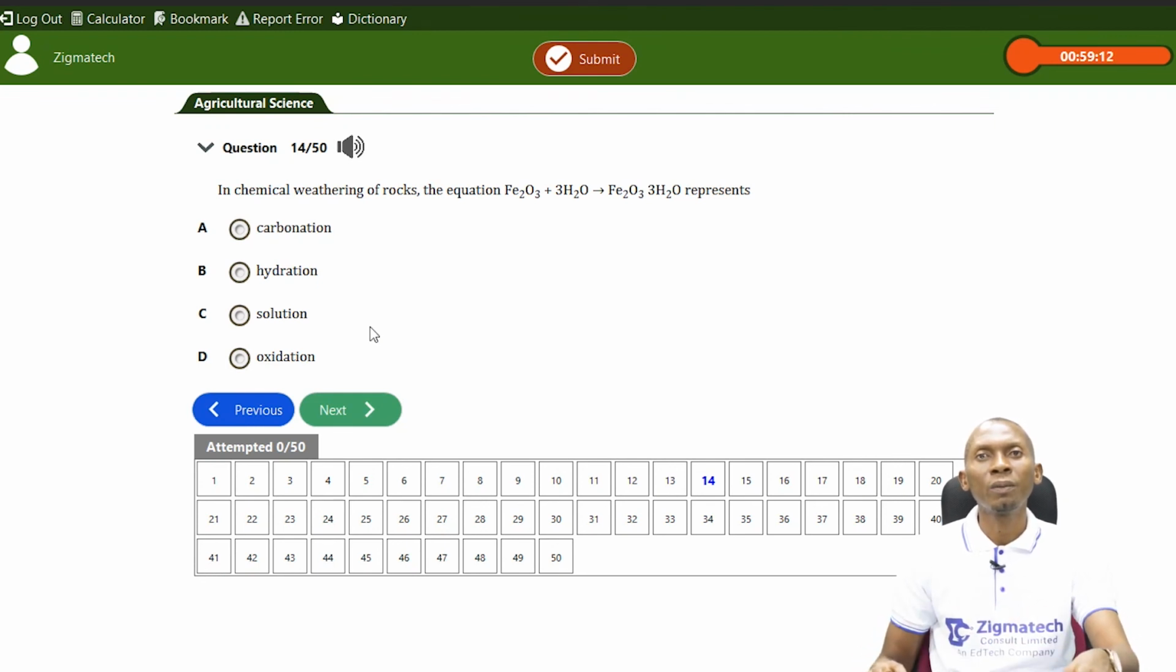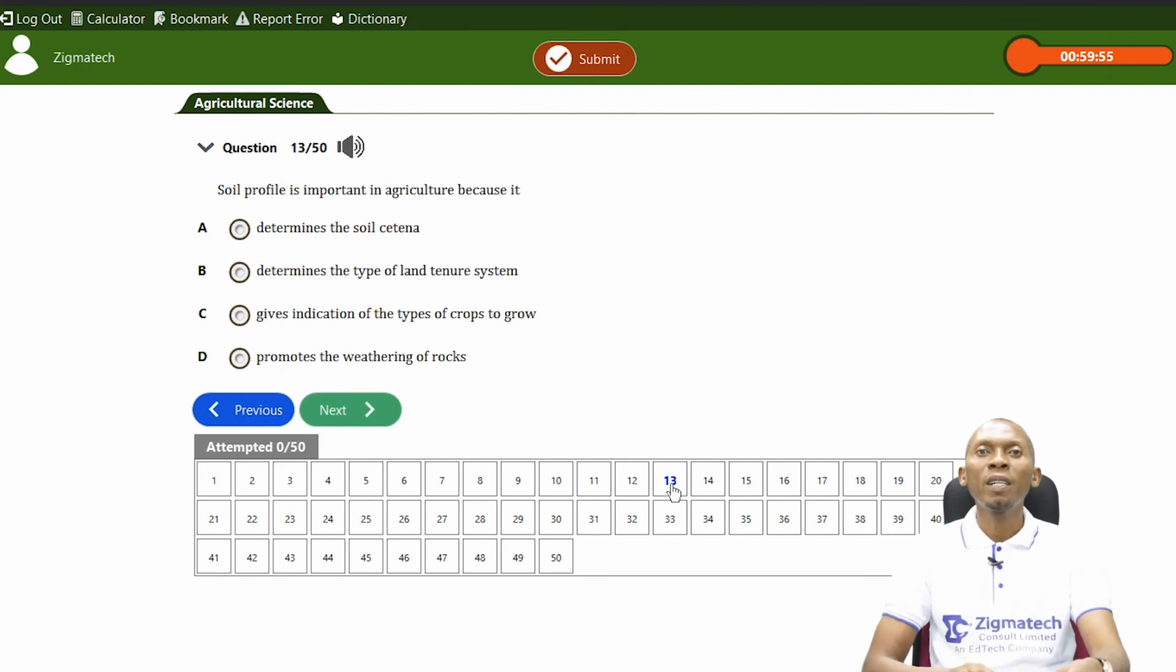Okay, this question says soil profile is important in agriculture because it A, determines the soil texture, B, determines the type of land tenure system, C, gives indication of the type of crops to grow, and D, promotes the weathering of rocks. The answer is C, it gives indication of the types of crops to grow.